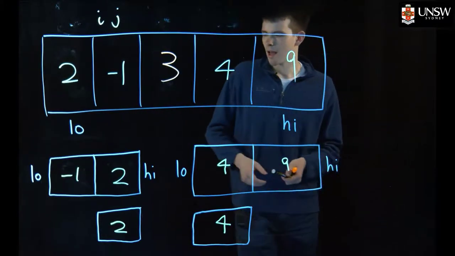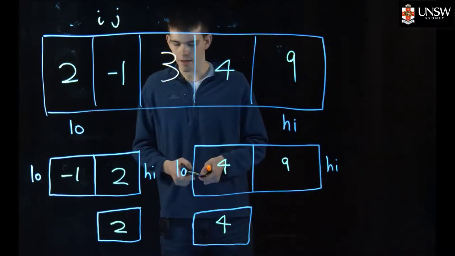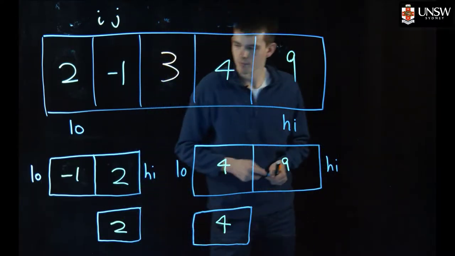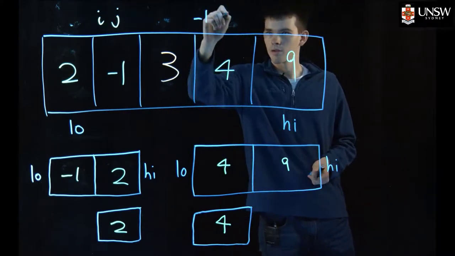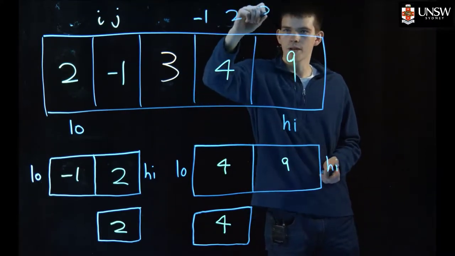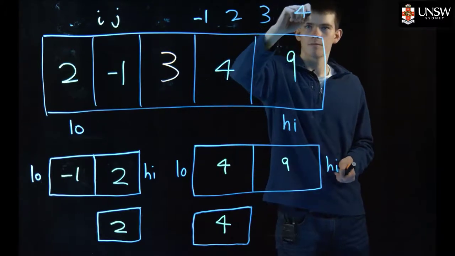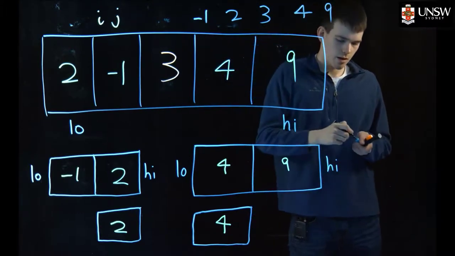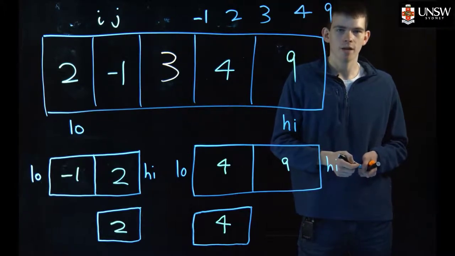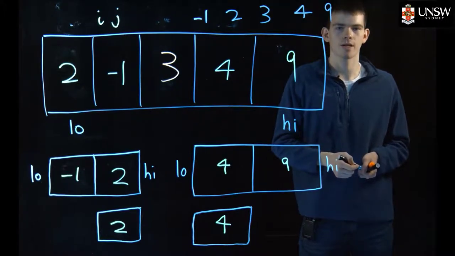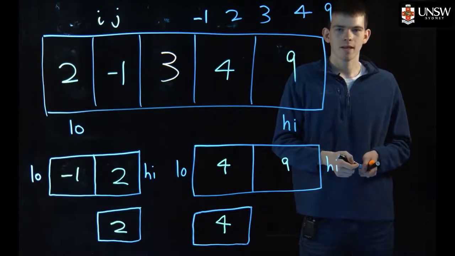Therefore, we now have the following values in our array: -1, 2, 3, 4, and 9. Clearly, this is sorted, and we have performed the entire quicksort function on our example. Let us now look at an example in real time using code.